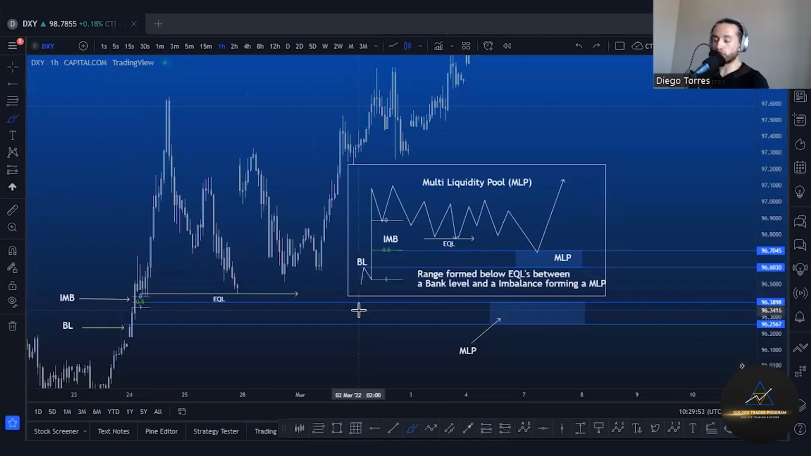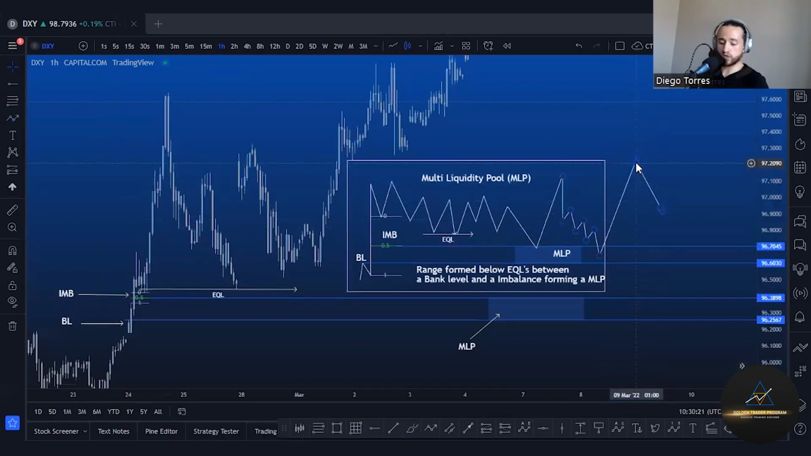So in this example, we've got the bank level and the imbalance. So you can actually do a range forming the MLP, the multi-liquidity pool, as you can see here by the diagram, and it forms a valid multi-liquidity pool. So eventually, once price does decide to retest the area, we just look for our pattern, our free tap boomerang / free aces, and then we look for the buy. So that's how we trade the multi-liquidity pool.